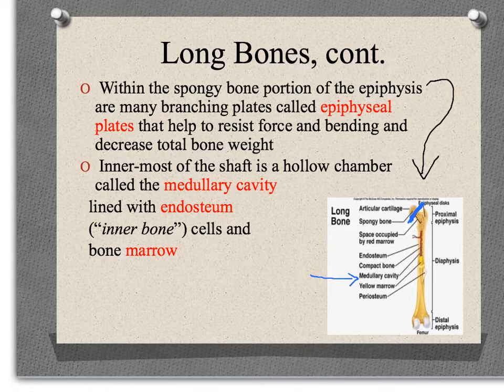It's kind of like a hallway running through a building, and it has bone cells called endosteum. They go on to make compact bone as more bone needs to be made and all kinds of other things. And they also house the bone marrow, which we will talk more about.